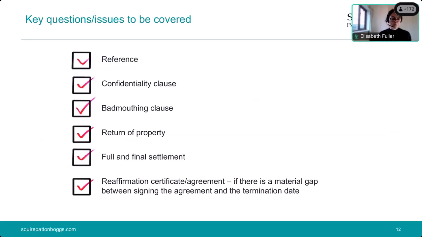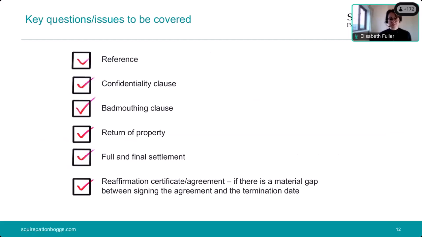But if we move on then to talk about bad mouthing clauses, which again are often found within a settlement agreement. Now, these are designed to prevent the employee from making any derogatory comments about the employer and its other employees post termination of their employment. Strictly speaking, these types of clauses can be quite difficult to enforce in practice, but they are still useful to include, even if they just act as a deterrent and deter the employee from making any derogatory comments in the future.